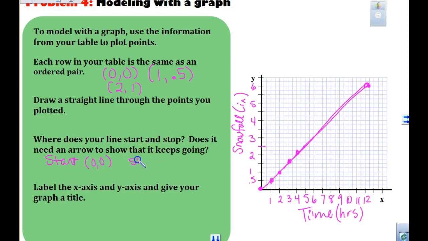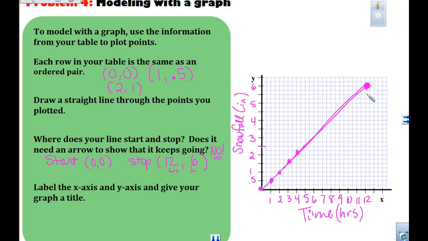The stop point is, ours does have a stop point. It's at 12 hours, because that's only how long it was snowing, and it was 6 inches. It says, does it need an arrow to show that it keeps going? No. It doesn't keep going, right? The snowfall ended at 12 hours, so no arrow. Whereas tonight, your homework, a lot of times you are going to put an arrow.